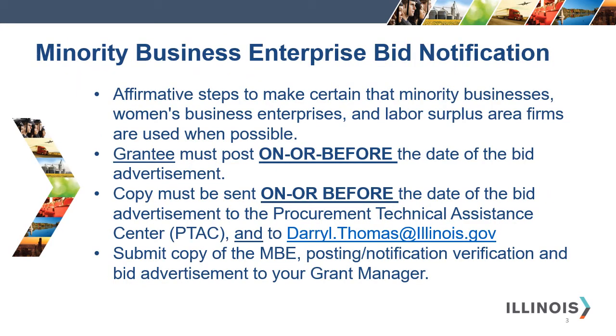The Minority Business Enterprise Bid Notification Form, or MBE, helps to make certain that minority businesses, women's business enterprises, and labor surplus area firms are used when possible. The MBE bid notification is to be posted by the grantee, sent to the PTAC, or Procurement Technical Assistance Center within the grantee's area, and sent to Darrell Thomas on or before the date of the project bid advertisement. A copy of the MBE bid notice, a verification of the grantee posting, and notification to the PTAC and Mr. Thomas, along with a copy of the bid advertisement, needs to be submitted to your grant manager.